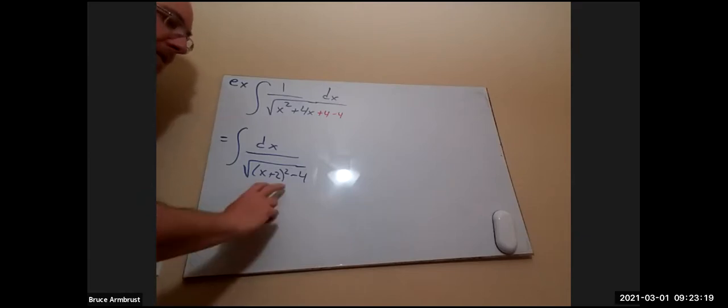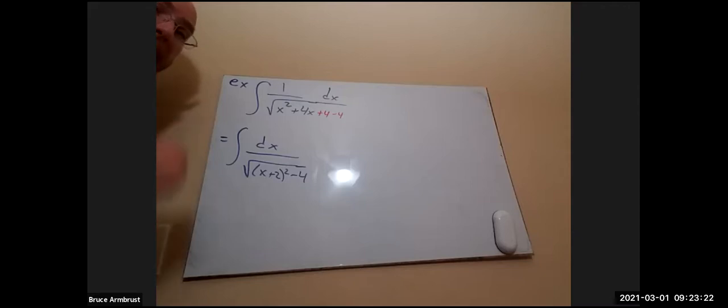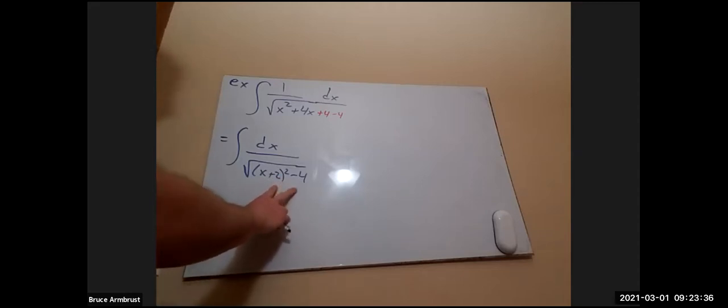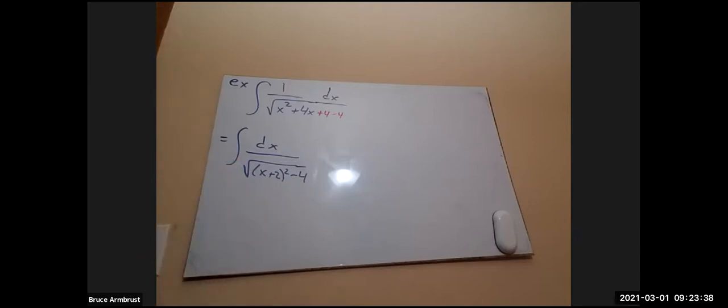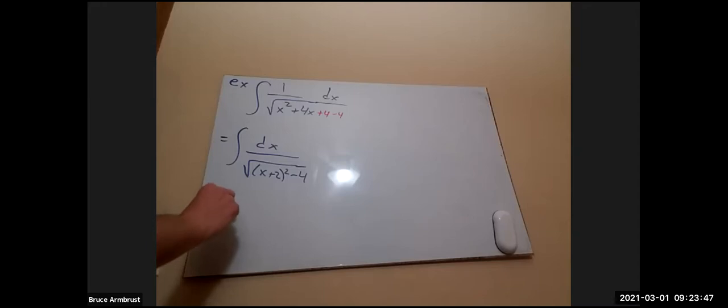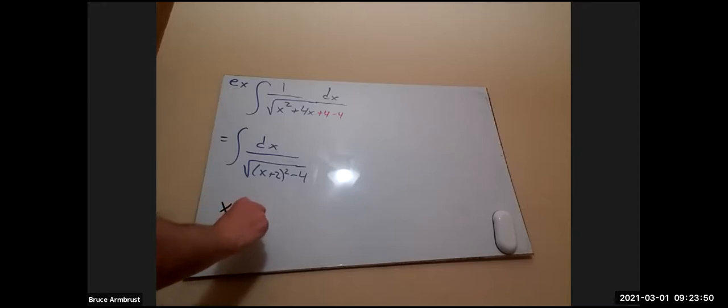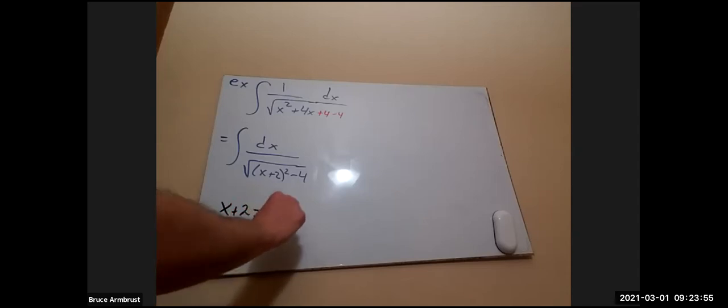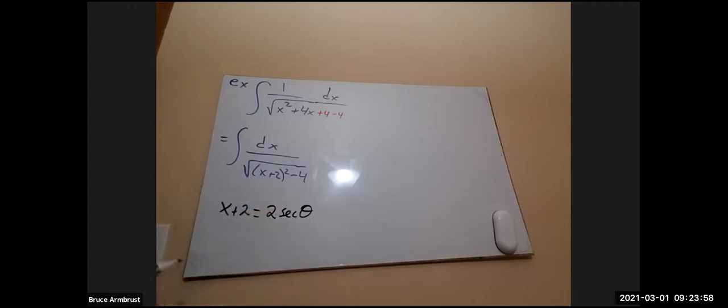And so by completing the square, you now see that, yeah, we have a difference of squares. So since we have a difference of squares, and the fact that our variable square comes first, this is the one that suggests using secant. But here's how this is going to be a little bit different. Instead of saying x equals, I'm going to want x plus 2 to equal 2 secant of theta.